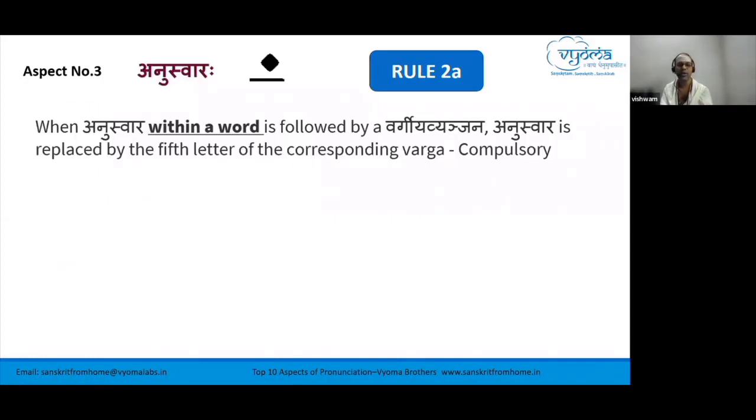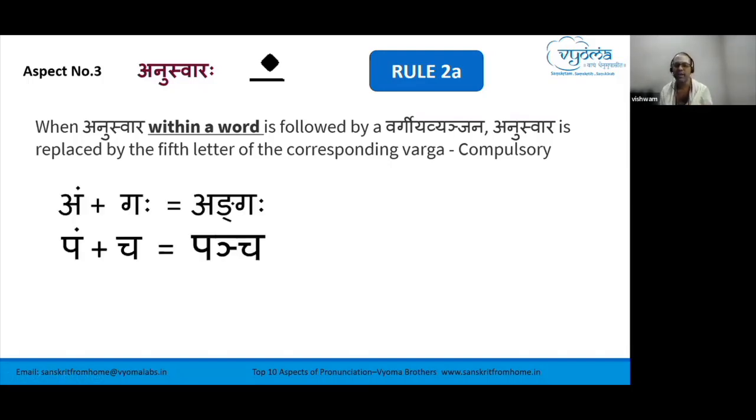So what happens? What is the rule? Within a word itself, this is a mandatory rule actually. Within the word, anuswara, when it is followed by a vargiya vyanjana. Vargiya vyanjanas are ka, kha, ga, gha, nga, the kavarga, chavarga, tavarga, tavarga, pavarga, those 5 into 5, which is those 25. So when it is followed by a vargiya vyanjana, the anuswara is replaced by the 5th letter of that varga itself. So if a kavarga letter is there, the kavarga's 5th letter should come.